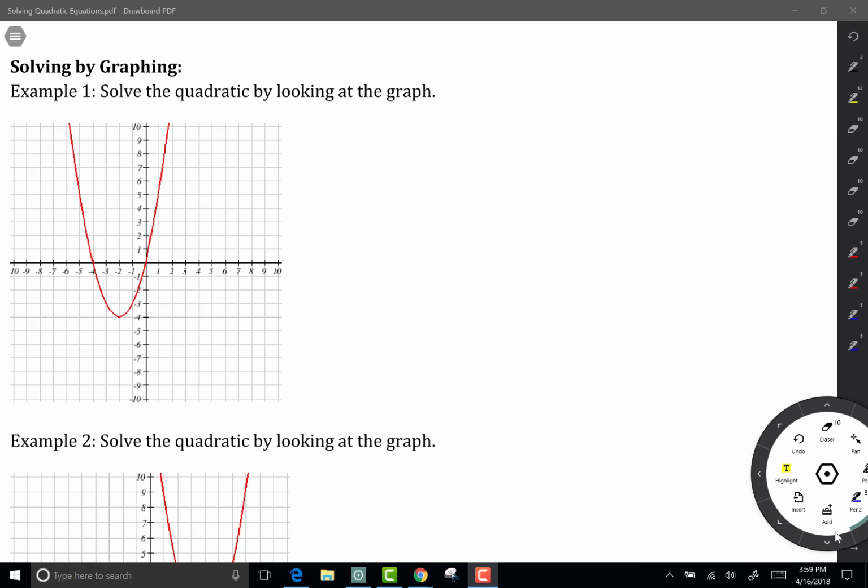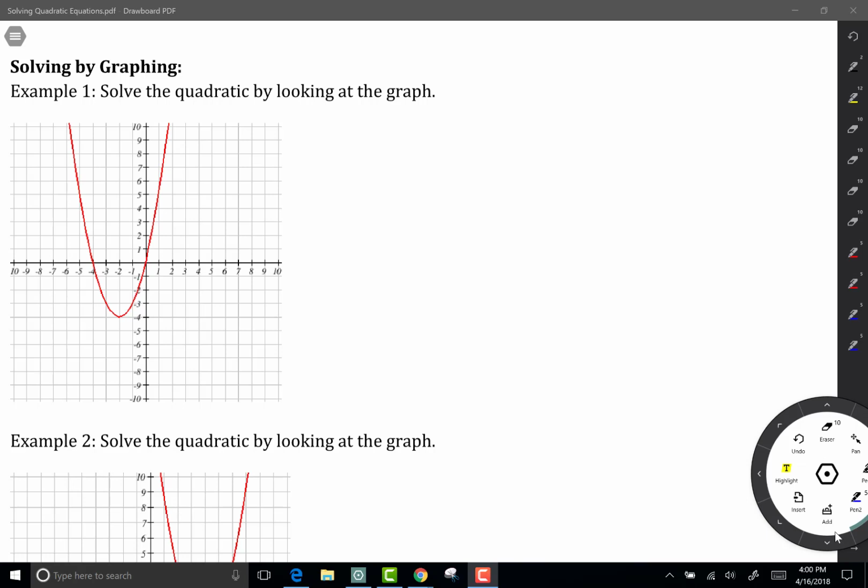In this video, I'm going to show you how you can look at the graph of a quadratic and find your solutions to the equation. So in example 1, we're not given the actual equation, we're given it in graph form. So remember, when we solve a quadratic equation, basically what we're doing is we're trying to find values of x that I would plug in and get out 0. So what we're doing is we're really looking for the x-intercepts.